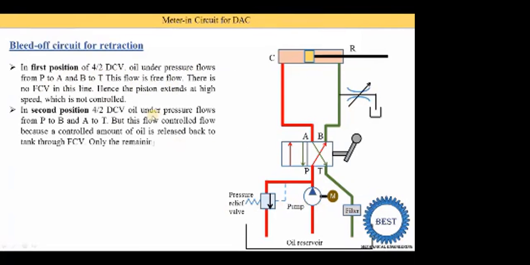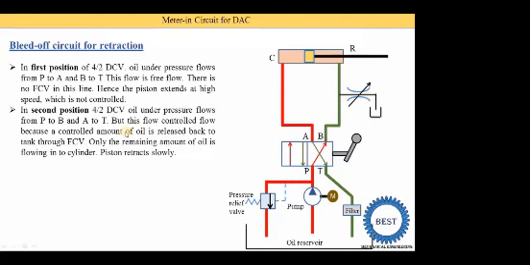Oil under the pressure flows from P to B and A to T. Here you see this P port is connected with this B port, and A port is connected with this T port. So pressurized oil enters in the P port. From the P port it goes to the B port, and from the B port the oil has two options. Oil directly goes to the rod end port, and some quantity is going to the flow control valve.